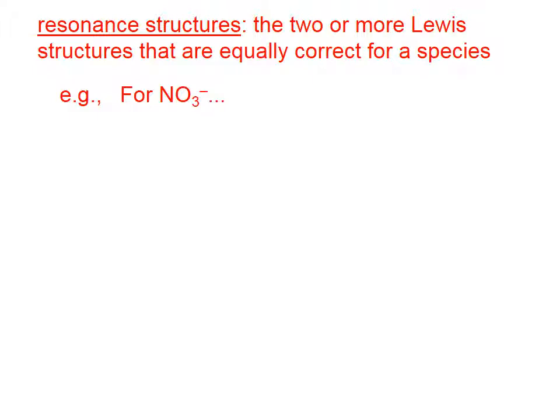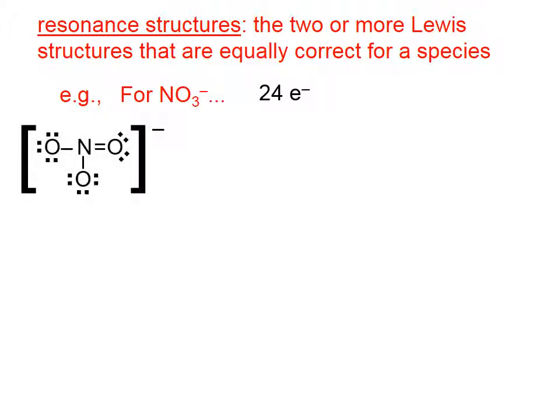Resonance structures are the two or more Lewis structures that are equally correct for a species. For example, let's take the nitrate ion, and if we count up valence electrons on that, we'll get 24. With a little experimentation, we could get this for one of the Lewis structures for the nitrate ion. We notice that each atom has an octet.